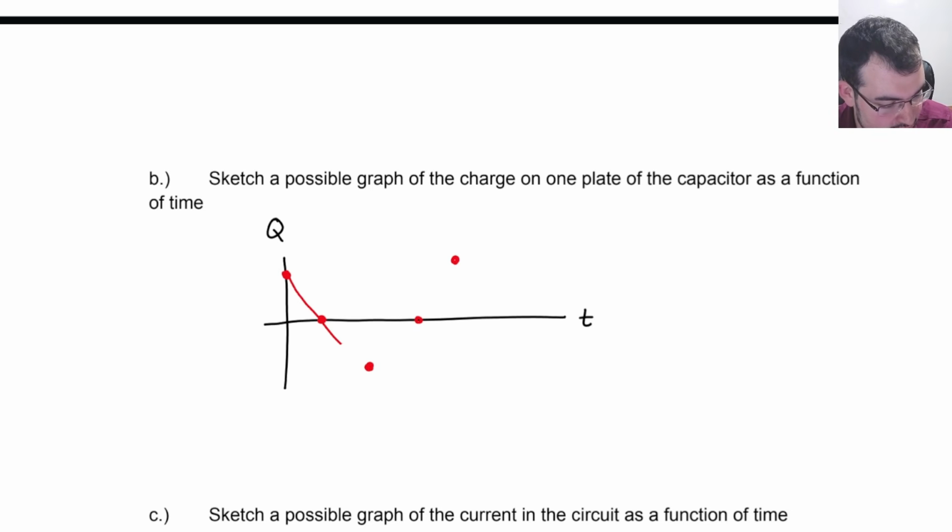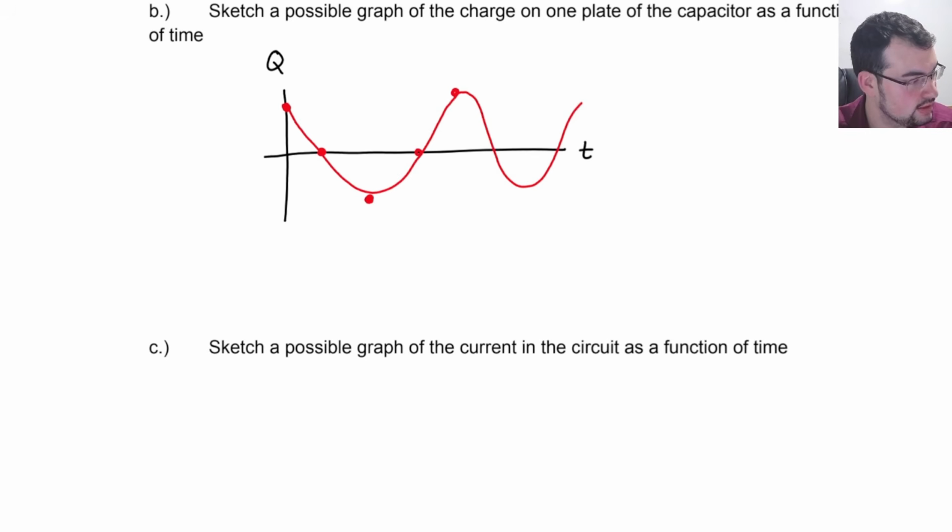So we can see that this is going to be a sort of sine curve, or cosine curve rather. So we can continue this for another cycle if we wanted to. So this looks like some sort of cosine function.